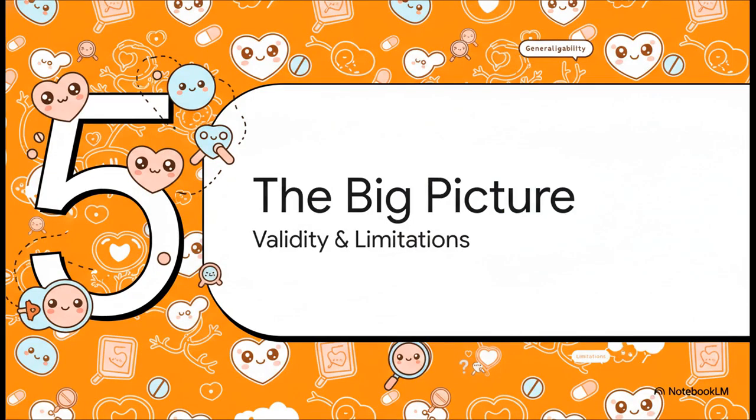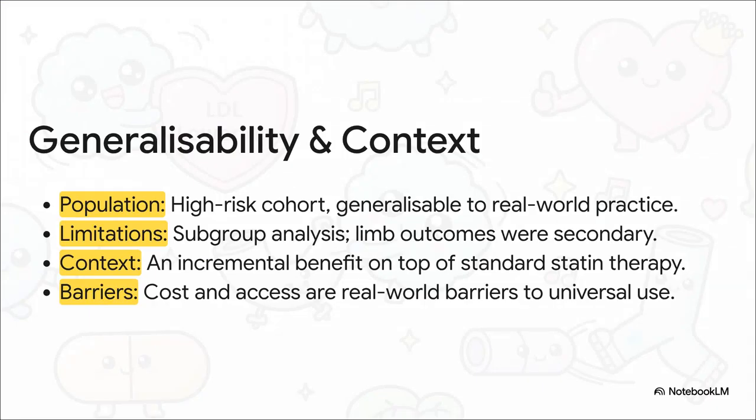Okay, finally, let's put this into the real world. We need to think about how generalizable these results are and be honest about the study's limitations. The patients in this trial look exactly like the high-risk patients we see in our vascular clinics every week, so the results are very generalizable. Now, we have to acknowledge the limitations. Yes, it's a subgroup analysis, not a dedicated PAD trial, and yes, the limb outcomes were secondary, but they were prospectively defined and properly adjudicated.